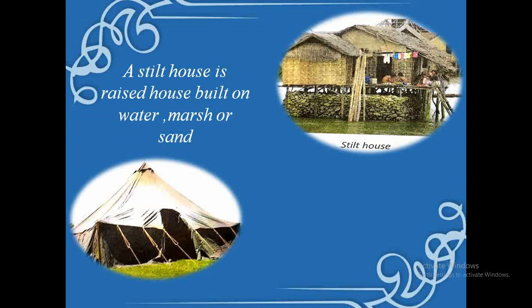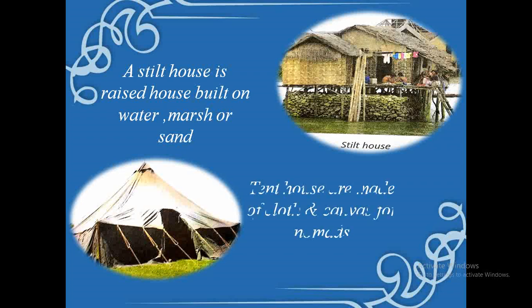Now another type of house is a tent house. Tent houses are basically made for nomads and they are made of cloth and canvas. Such houses are portable houses, children. Portable house means the house which can be taken from one place to another, which can be shifted from one place to another. And the nomads are the people who don't have a permanent shelter.